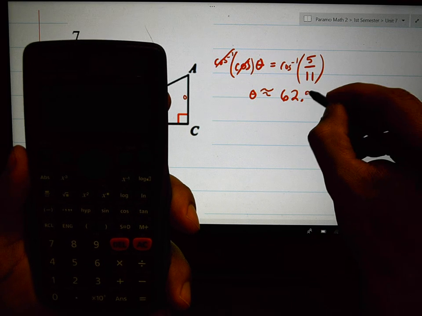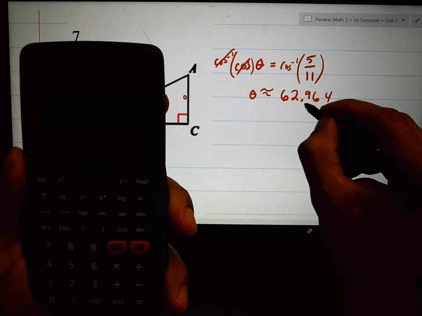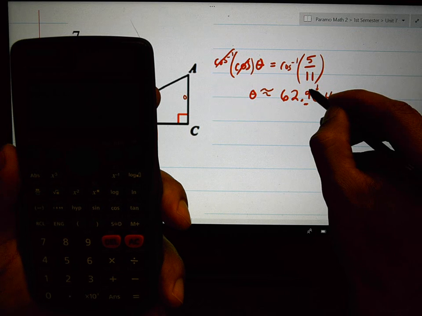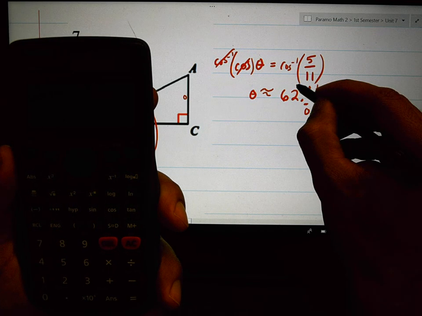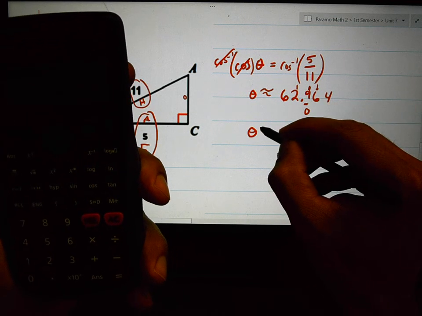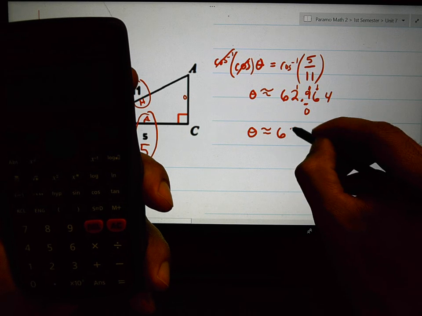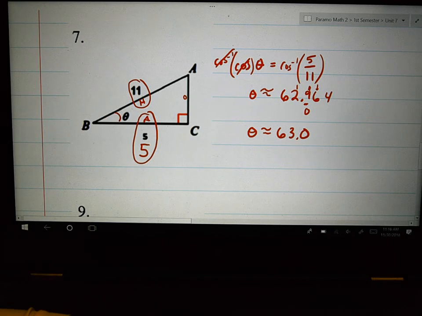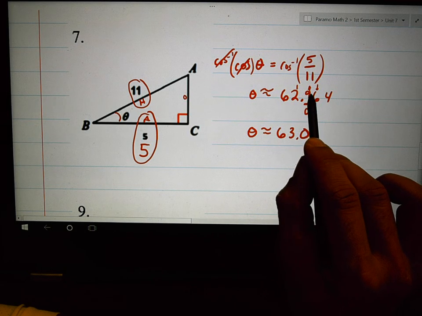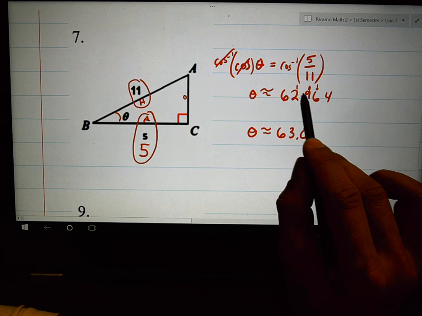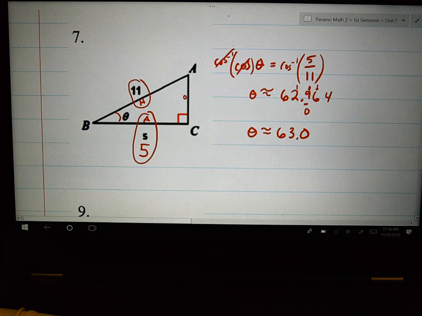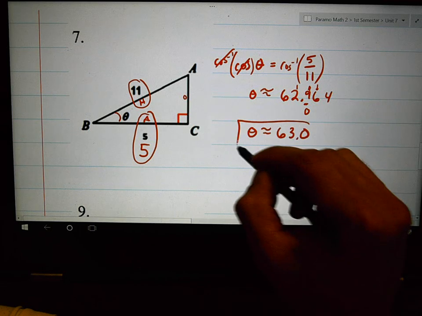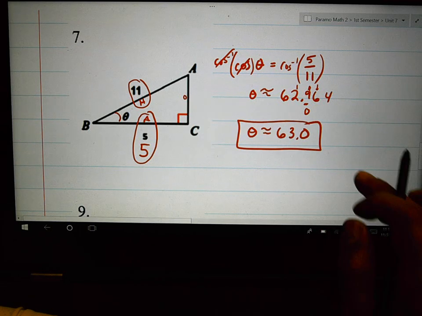Uh-oh. Nearest tenth. I have to round this up. That makes this go over. Theta is about equal to 63.0. Don't forget, when 9 rounds up to 10, that changes the next place up 1 as well. So 63.0 is this rounded to the nearest tenths place. That's not hard, is it?